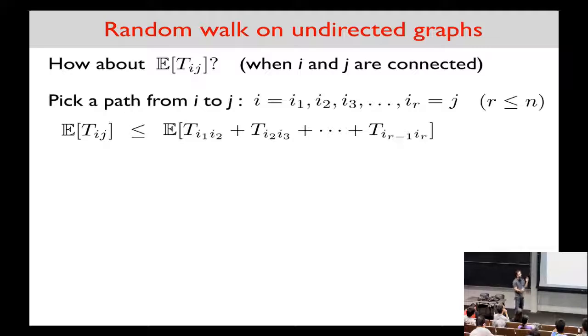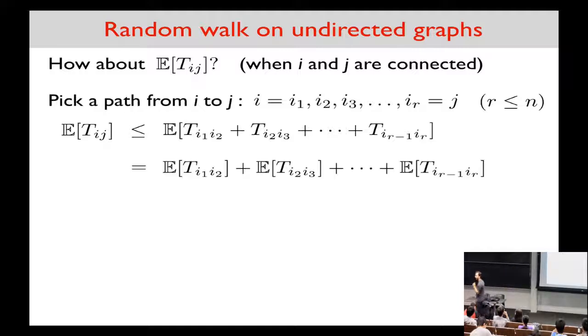And once I have this upper bound, what am I going to do next? This should be automatic. What's that? Linearity of expectation. Expectation of a sum of random variables, you immediately do linearity of expectation. So now I have this sum. So what can I do?